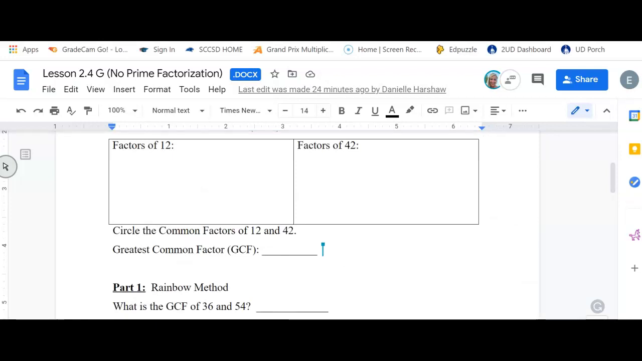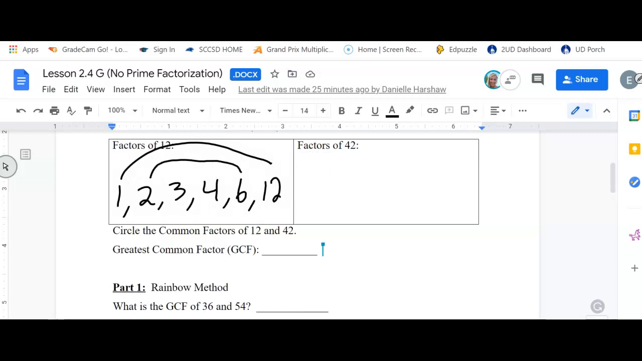Okay, let's go ahead and list our factors of 12. Who can give them to me in order from smallest to biggest? 1, 2, 3, 4, 6. Good. Using the rainbow method, 1 times 12 is 12. 2 times 6 is 12. 3 times 4 is 12. So those are all your factors.